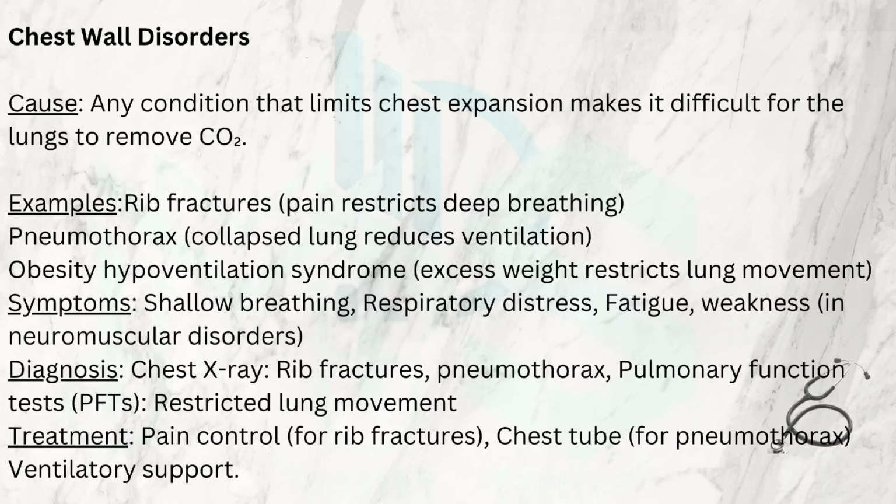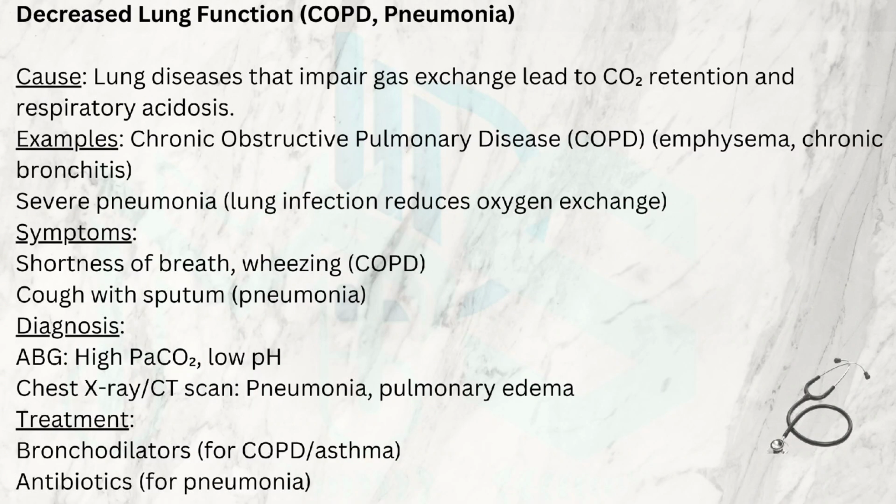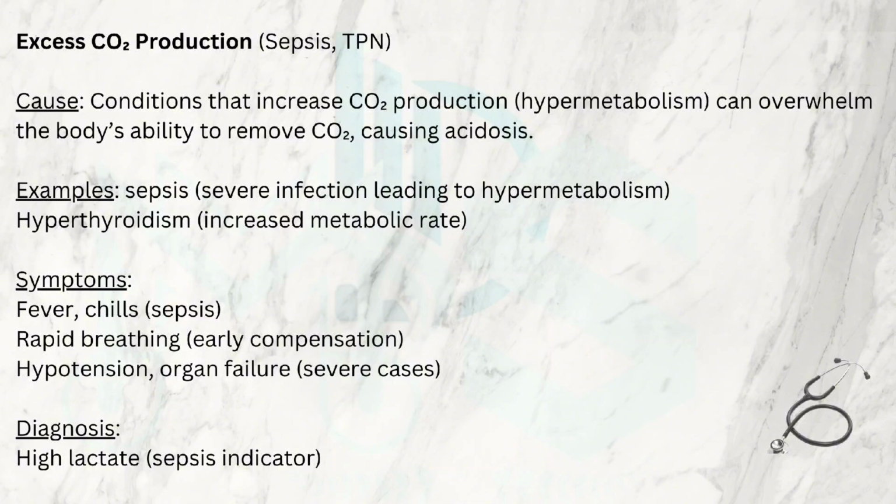Now, the next is decreased lung function. Examples of cases that could lead to decreased lung function: we have chronic obstructive pulmonary disease, chronic bronchitis, and a whole lot of them. We also have symptoms like shortness of breath. Diagnosis: high partial pressure of CO2, low pH. Treatment: bronchodilators.